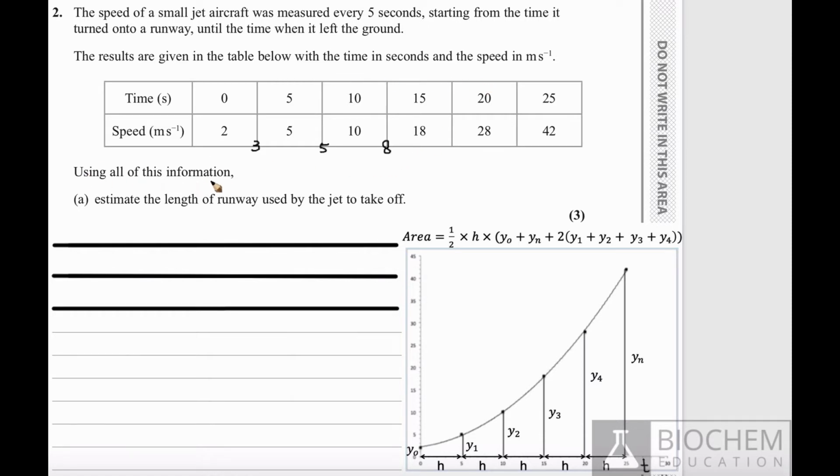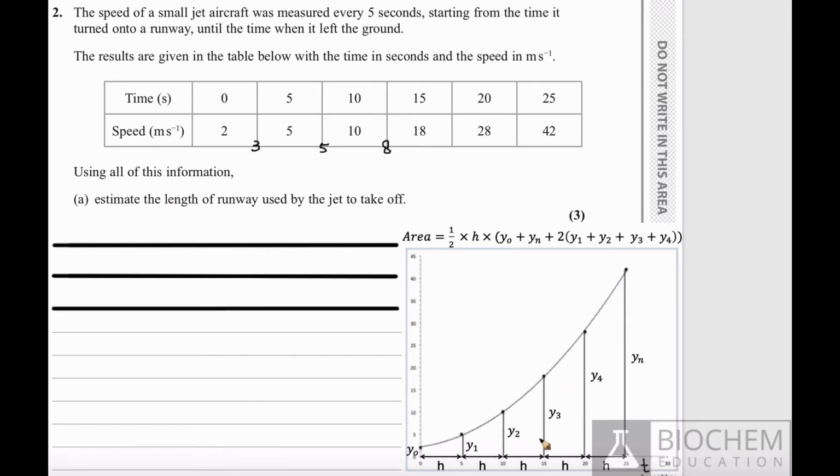Using all of this information, estimate the length of runway used by the jet to take off. We can solve this question using Trapezium Rule. Plotting this data onto a graph with velocity on the y-axis and time on the x-axis will produce a curve which is concave upwards. And in order to find the length of the runway, we have to find the area under this graph.